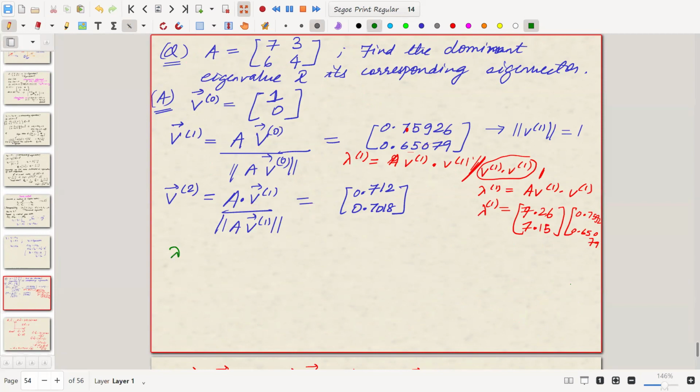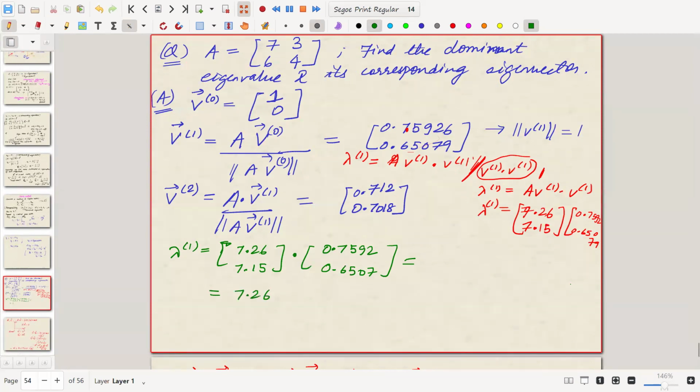Now I ask you, lambda 1 is equal to the dot product of two vectors, 7.26, 7.15 with 0.7592 and 0.6507. What should we do to take this dot product? You can write this as 7.26 I cap plus 7.15 j cap, because it's a two-dimensional vector, right? It will be lying on the xy plane. And 0.7592 I cap plus 0.6507 j cap.